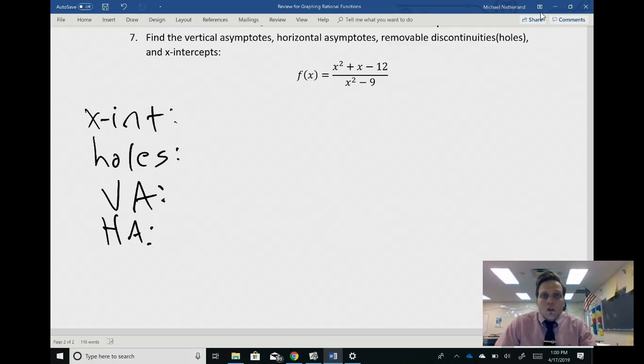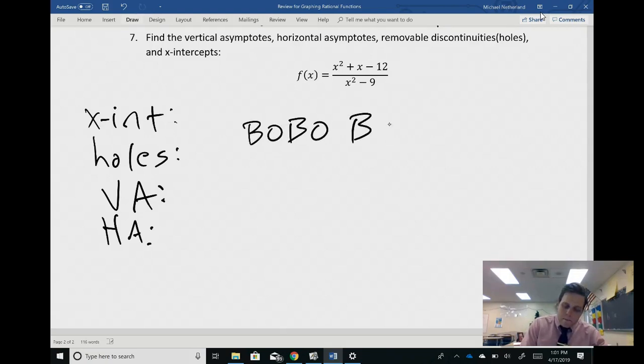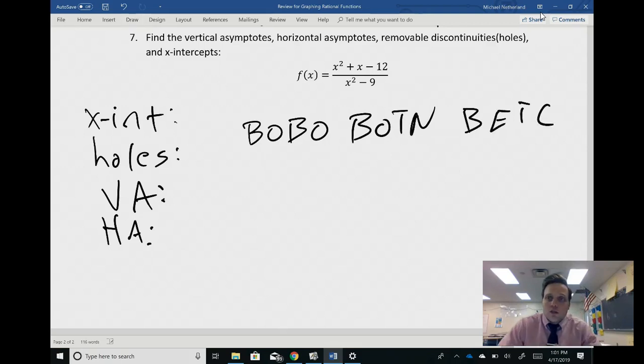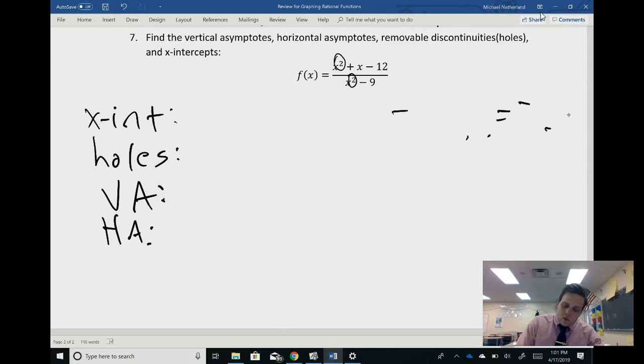All right. So first off, the first thing I always tell you to find is the horizontal asymptote, because that requires no math. It just requires you thinking, is this a Bobo, Boatin, or Betsy situation? Well, look at the degree. The degree is 2. The degree is 2. Since the degrees are equal, bottom equals top, divide the coefficients. So, in other words, we're going to divide the coefficients on those x squares.